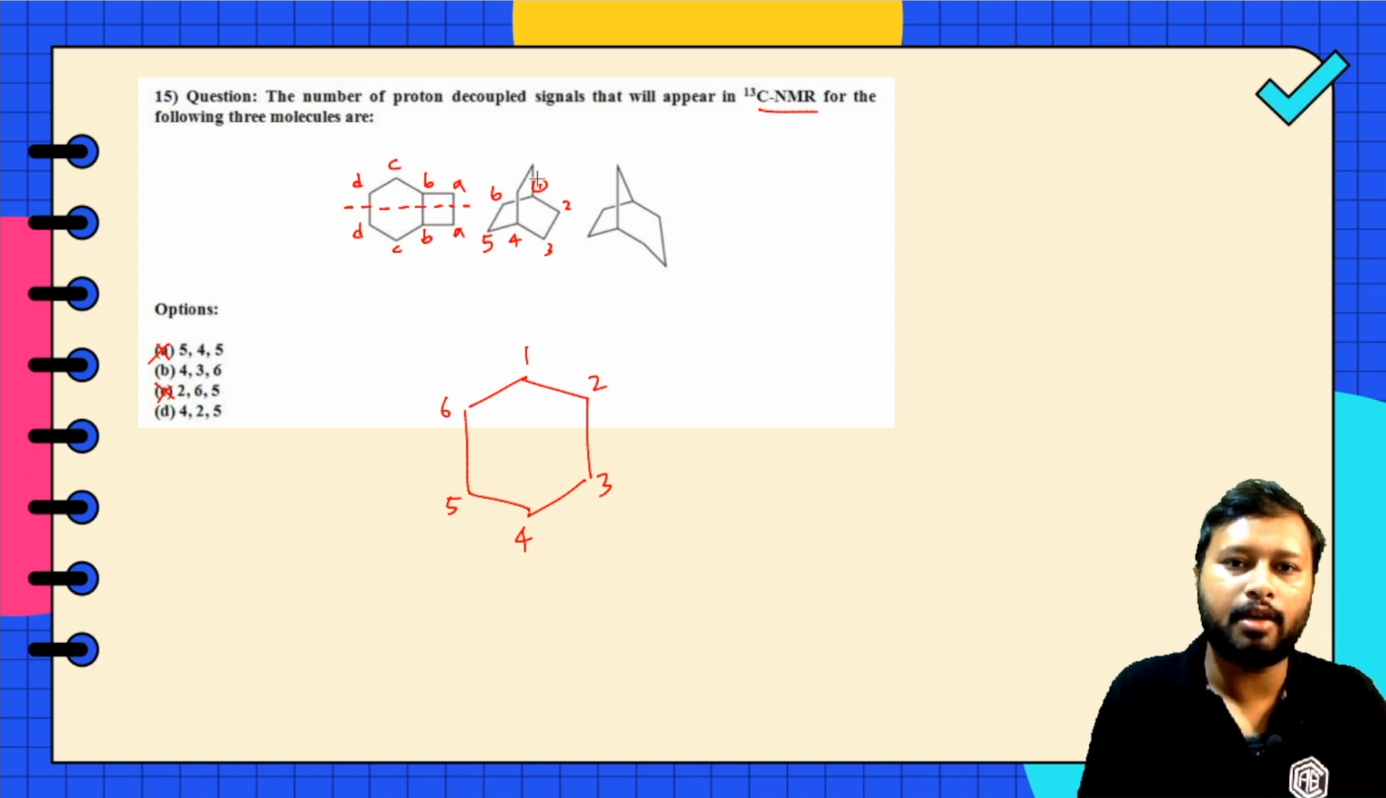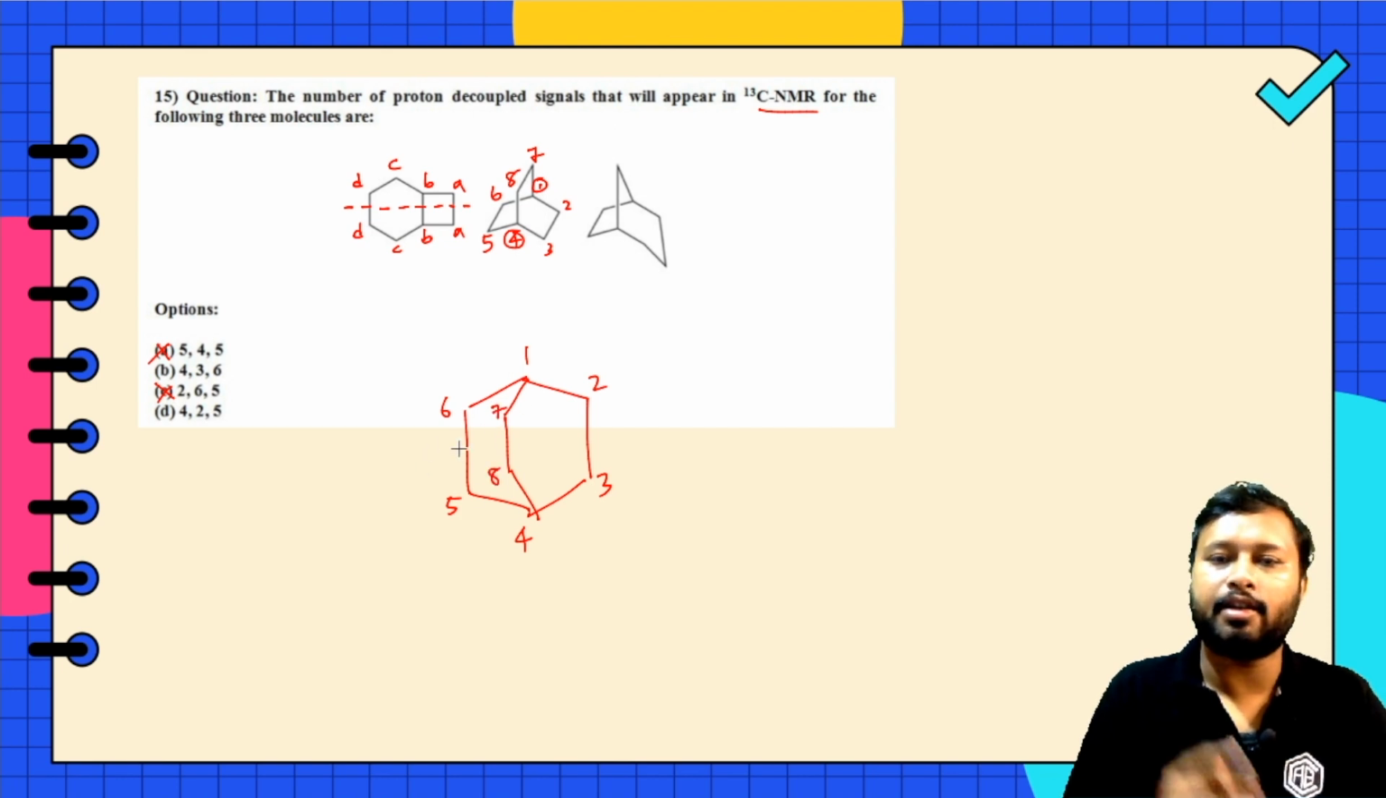Now 1 and 4 are attached by 2 carbons. Let's call them 7 and 8. This is how you can make it in the planar form.